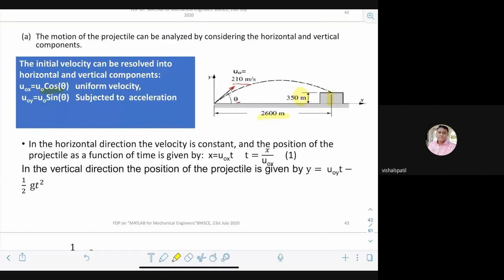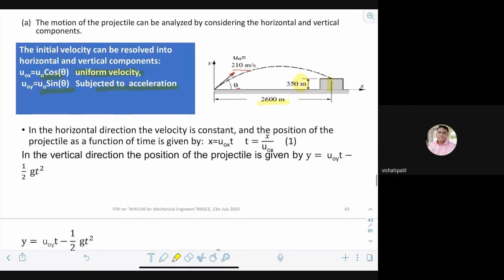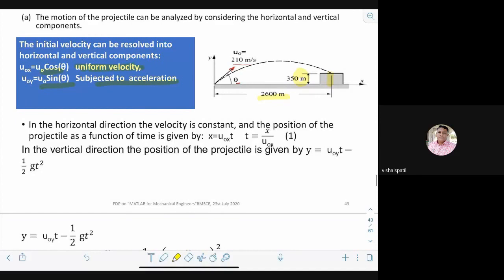u0x is the horizontal component, and that horizontal component is not subjected to any acceleration. Therefore, it is of uniform velocity. Got it? And if you look at the vertical component, u0y, it is subjected to acceleration due to gravity. Therefore, for the vertical component, you need to bring in g. Okay. So let us try to apply this information. Remember, the horizontal velocity is constant.